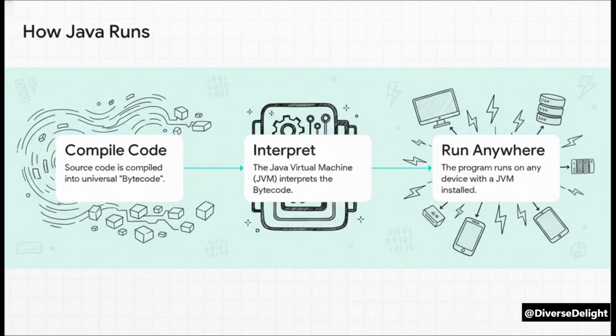So how did they pull this off? It's actually a really clever three-step process. First, your source code is compiled not into machine-specific instructions, but into this universal format called bytecode. Then, on any device, there's a piece of software called the Java Virtual Machine, or JVM, that acts like a universal translator and interprets that bytecode. And just like that, boom, the program runs, whether it's on your computer, your phone, or some giant server.